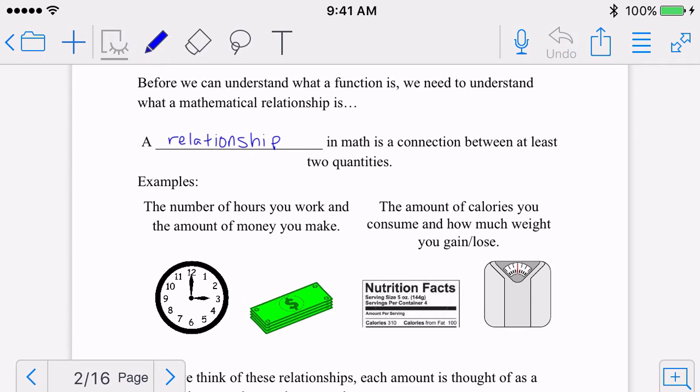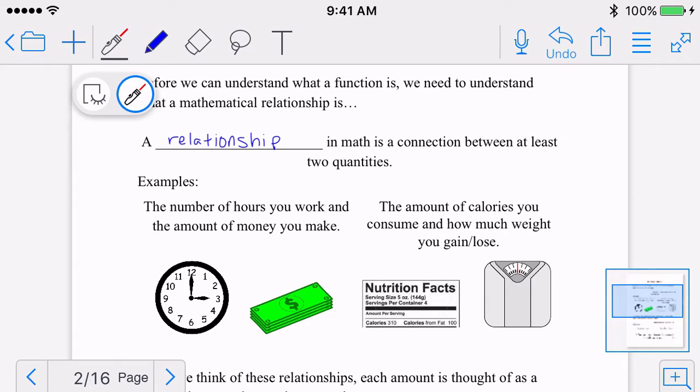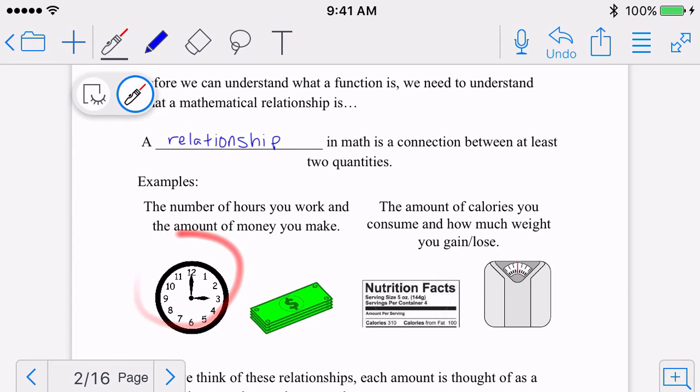So some examples of all of that. Looking down here, we've got one being the number of hours you work, so time, and then that's related to the amount of money that you make. You go into work to work a shift, you get so much money an hour. The amount of pay that you get is directly dependent on the amount of time that you're there working. Another example could be the amount of calories you consume and how much weight you would gain or lose. A lot of times they say like a 2,000 calorie diet, and it varies from person to person, but if you eat more calories, you're going to gain more weight. If you eat less calories, you're going to lose weight. That's the idea there.